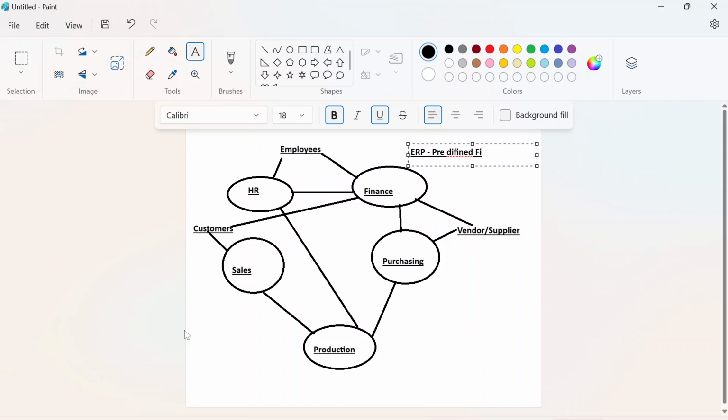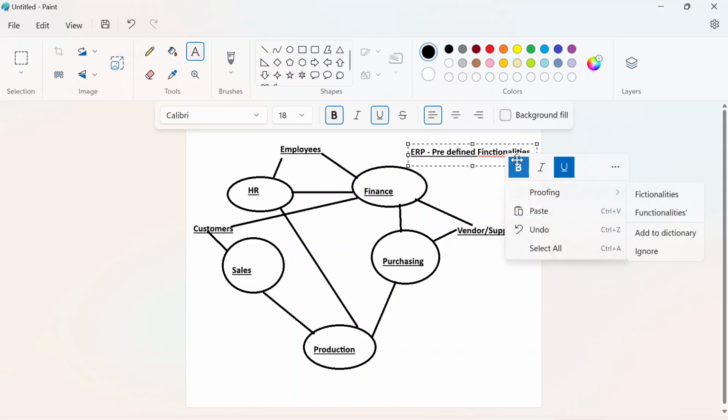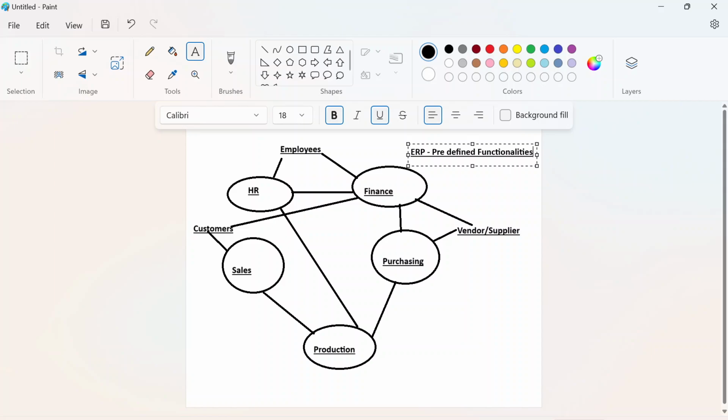predefined functionalities. Predefined functionalities. That means you don't need to develop anything to use it. Install, purchase the license and start using it. There are predefined functionalities already available to run all these departments, right?